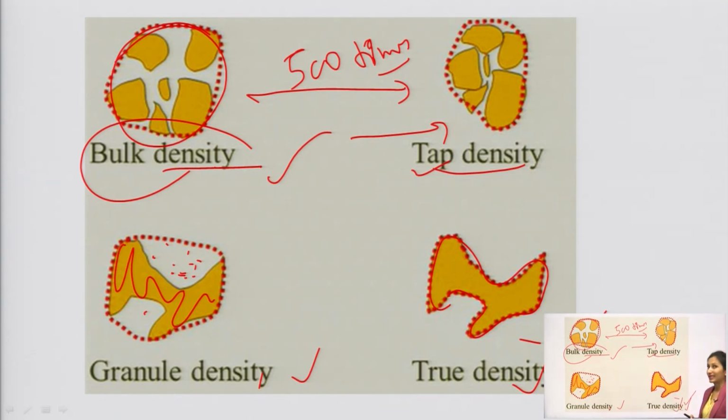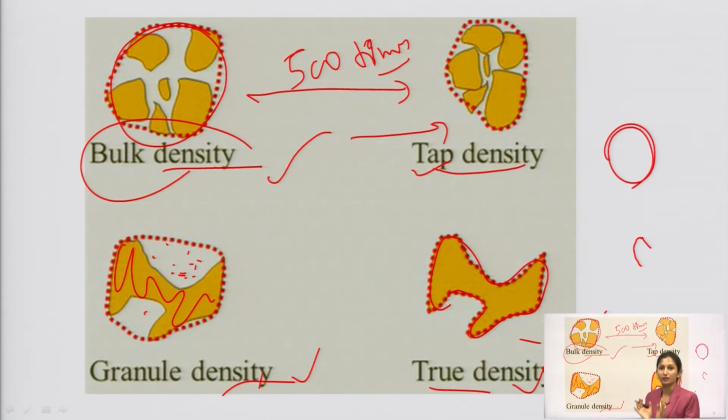If the particle is perfectly non-porous, अगर पार्टिकल परफेक्टली नॉन पोरस होगा तो उस केस में ग्रैनुलर और ट्रू डेंसिटी सेम होगी. क्यों? क्योंकि उसमें इंट्रा पार्टिकल स्पेस तो होगा ही नहीं. If it is a perfectly non-porous particle, symmetrical perfectly non-porous particle.